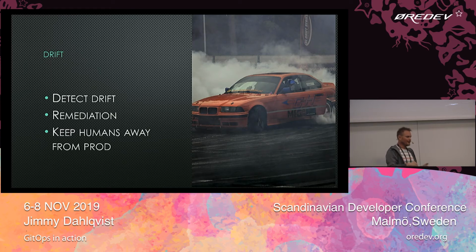A good way to minimize drift is, of course, to keep people away from production. Don't let people in. Just let automation in. Set up guardrails. Make sure that the people who have access to production only have read-only access. Since you're doing everything through automation, through Git, why do the people need write access in production? They don't. They need read access. That's all. So that's one way to set up a guardrail. Keep them away.